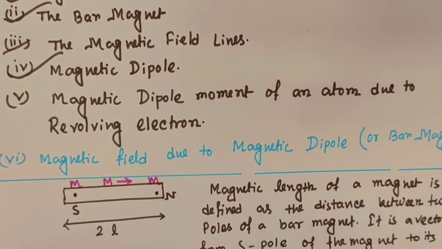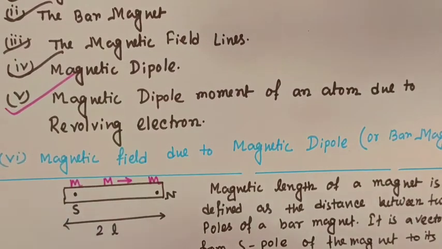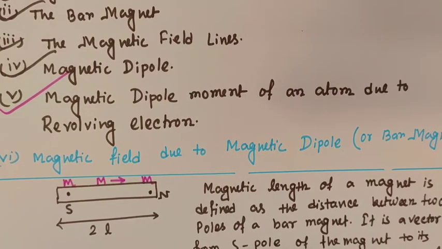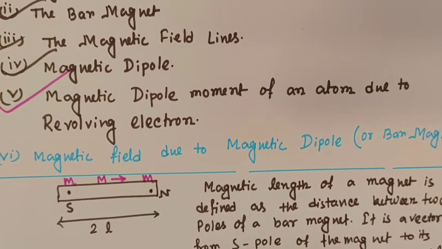Now our 5th topic, magnetic dipole moment of an atom due to revolving electron.